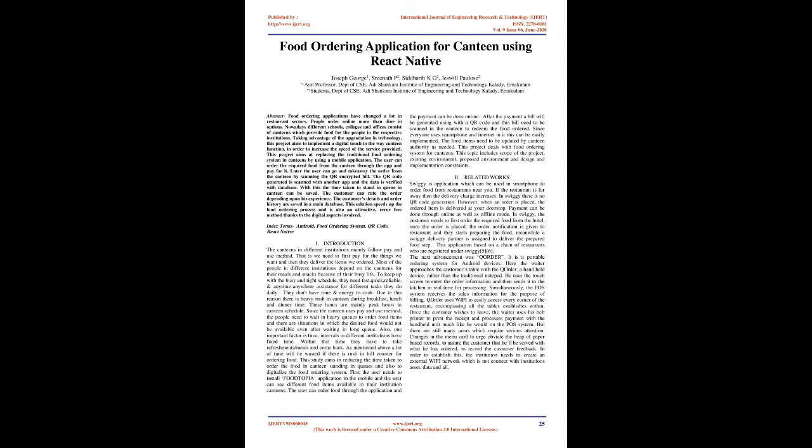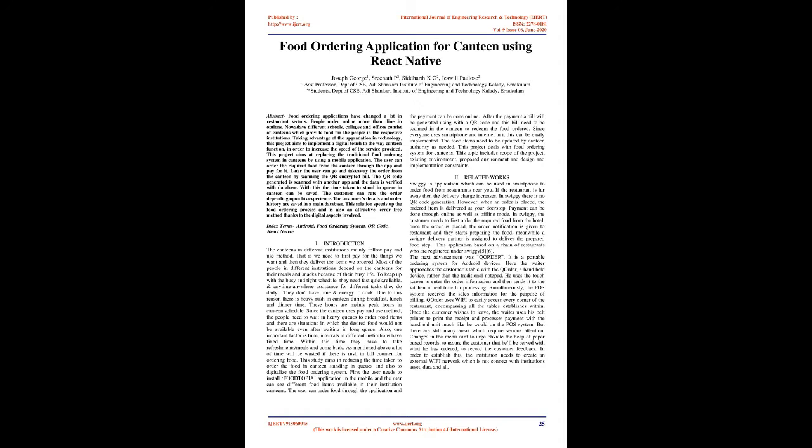Introduction. The canteens in different institutions mainly follow the pay and use method. That is, we need to first pay for the things we want and then they deliver the items we ordered. Most of the people in different institutions depend on the canteens for their meals and snacks because of their busy life. To keep up with their busy and tight schedule, they need fast, quick, reliable, and anytime anywhere assistance for different tasks they do daily. They don't have time and energy to cook.